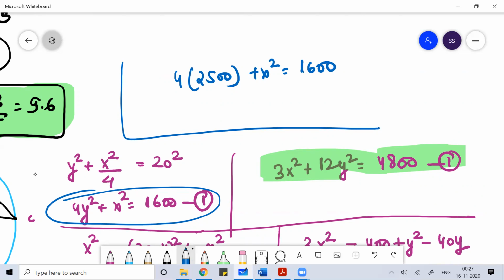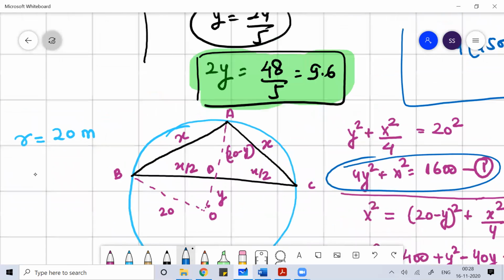So y square plus, so y is 50, 2500. Four, 400. Something is wrong. One minute, something is wrong here.